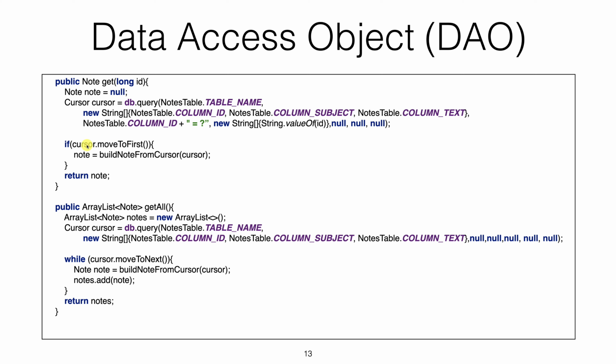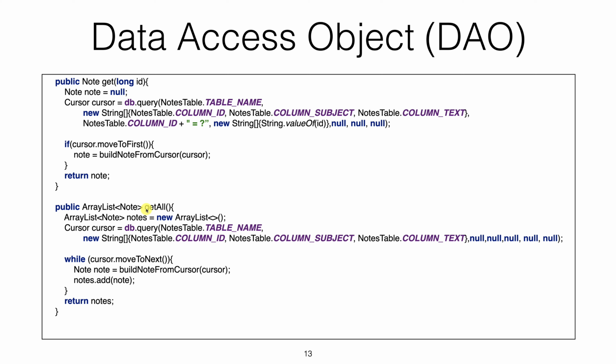Basically what we're doing is getting the cursor and moving to the first. Now the cursor is pointing to the first. Then we retrieve the note using build note from cursor, and we pass it the cursor and it returns back a note, and we'll look at how to do that.